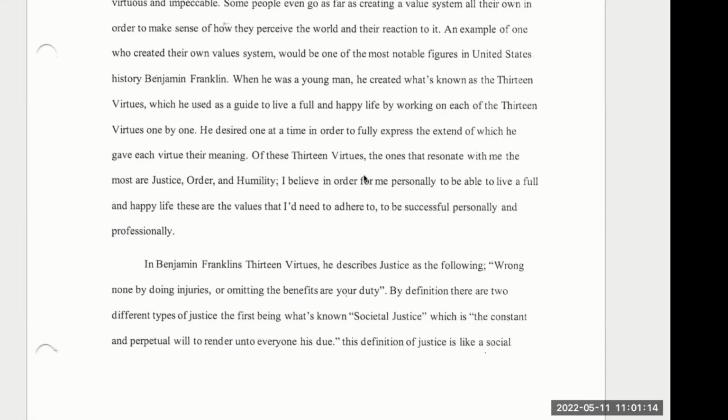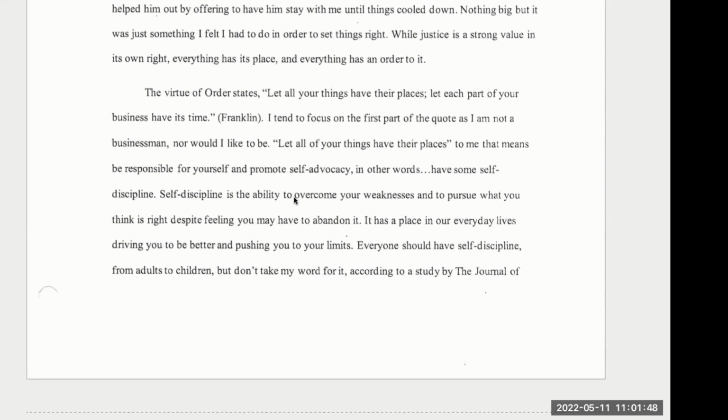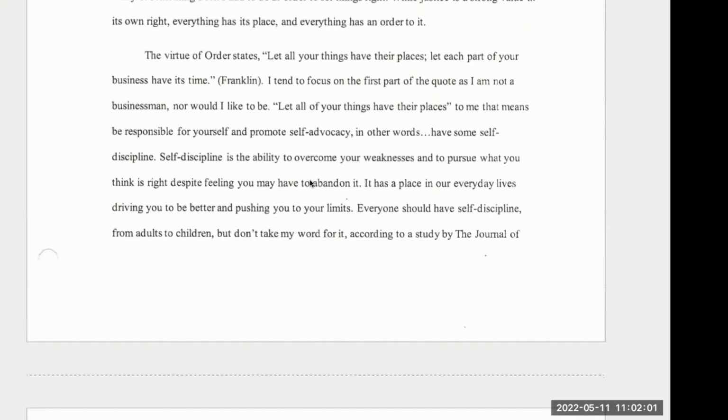He says, of the 13 values, the ones that resonate with me the most are justice, order, and humility. And I highly recommend that you read this student's essay, because it says an awful lot. And when it talks about humility, it's a very deep writing. And when he talks about discipline, he talks about social issues also in this particular essay. And he talks about the value of order, which states, let all your things have their places, let each part of your business have its time. And then he kind of dissects and analyzes this, and here we go.